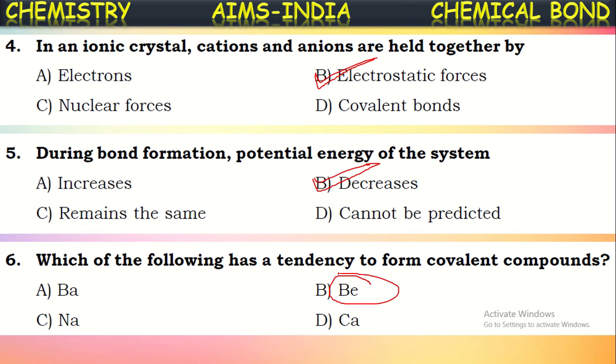That's why it always forms covalent compounds. For example, beryllium fluoride, beryllium chloride. These are all covalent compounds, formed by the sharing of electrons, not by the transfer of electrons. Whereas the remaining metals will lose electrons and be ready to form ionic bonds, except beryllium. So beryllium forms covalent bonds.